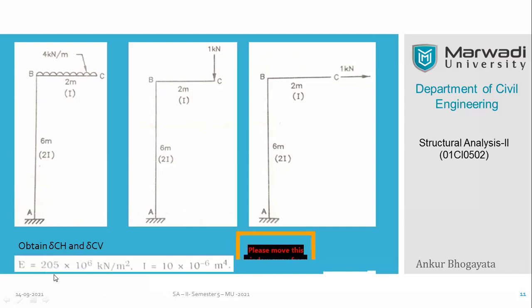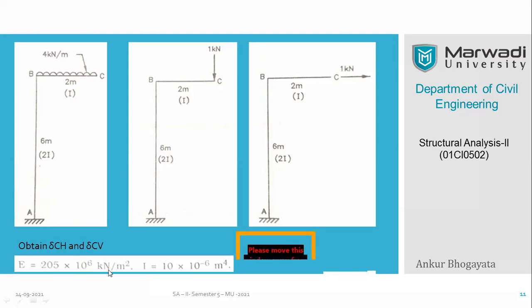Here we can see that we have been given the values of capital E and capital I. You can read properly that the capital E value is 205 into 10 to the power 6 kilonewton per meter square, and the I value is also given in meter raised to 4. Please be careful in transferring the units. Please convert everything into the Newton and meter square format, right?